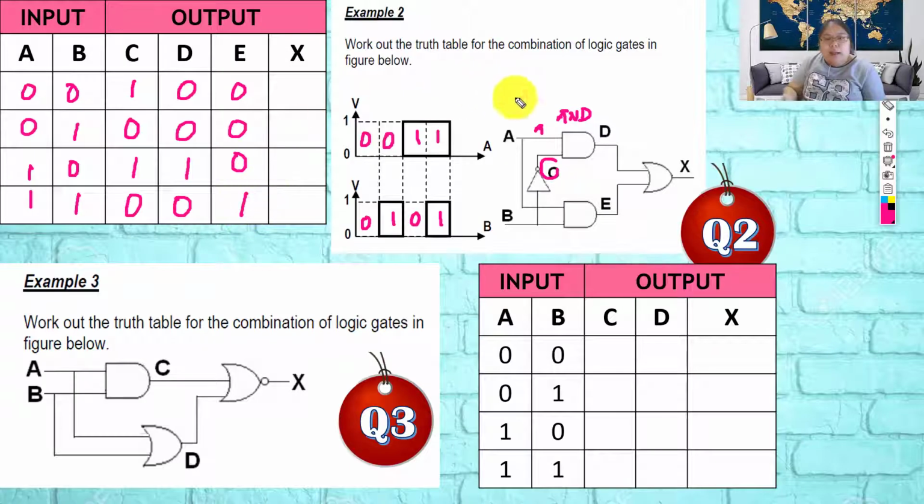Okay, last we are going to check the X. X is an OR. We just see D and E only. OR means 0, 0, 1, 1. So this is the answer for example 2: 0, 0, 1, 1.